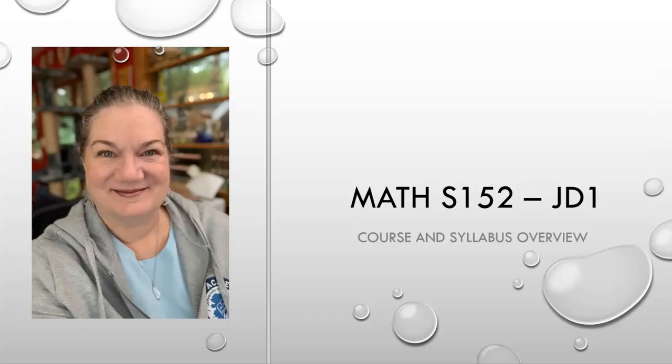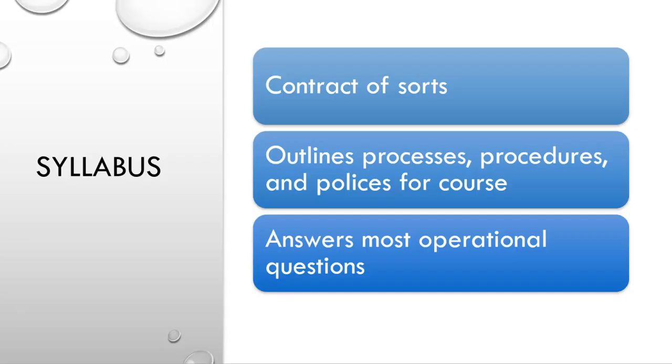This is an online course located in Blackboard that does not require any synchronous or live meetings. Such courses are called asynchronous courses. The purpose of this video is to briefly go over the course syllabus. A syllabus is a document that outlines the processes, procedures, and policies for the course. It will answer most operational questions about how the course will work.